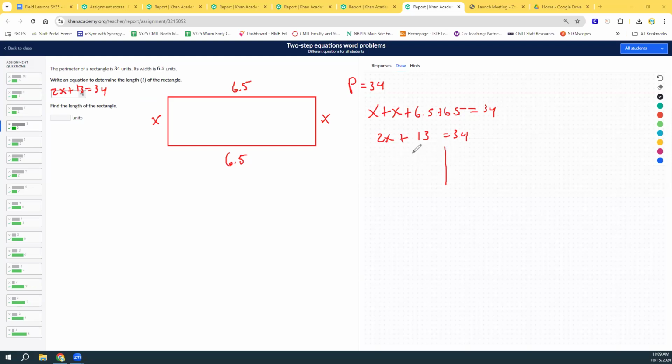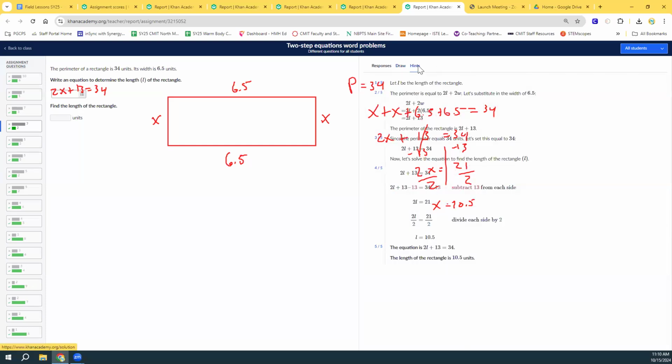Then you can draw a line on the equal sign. Get rid of 13 from both sides. That would be 21. And then divide both sides by 2 and we get 10.5. 10.5 is the length of the rectangle. There you go. All right.